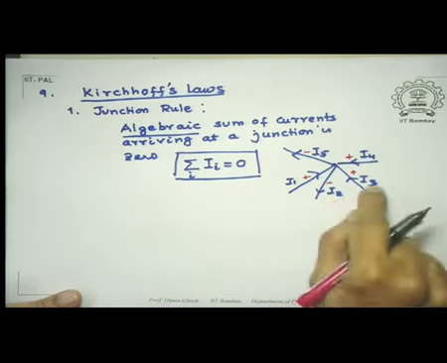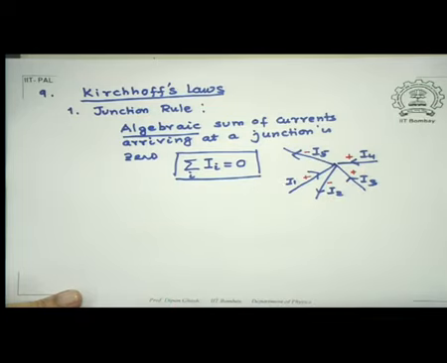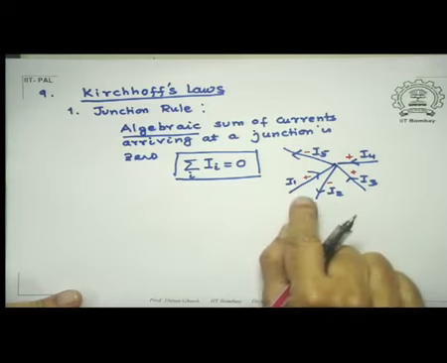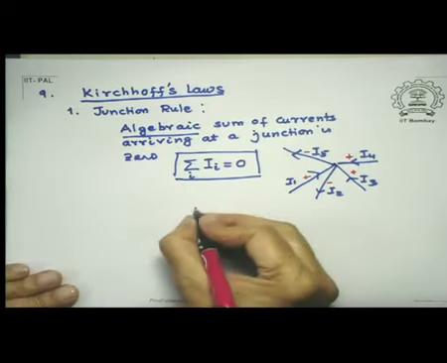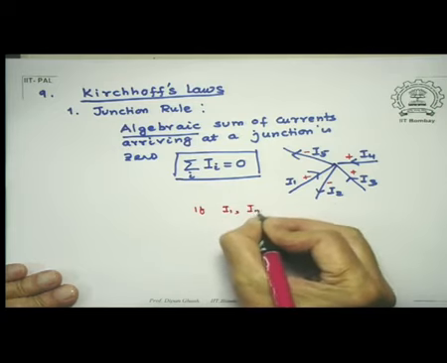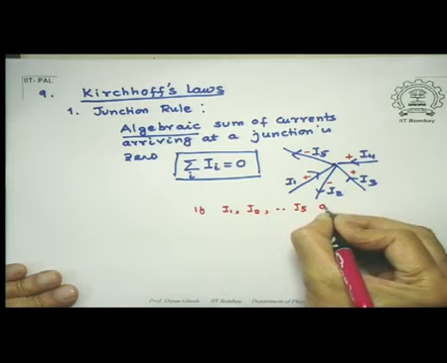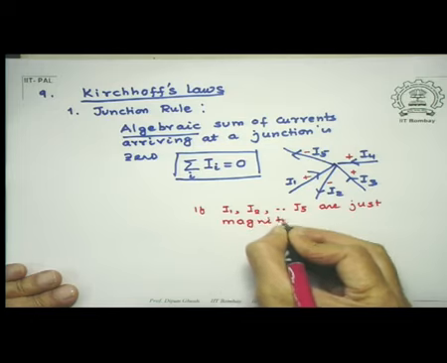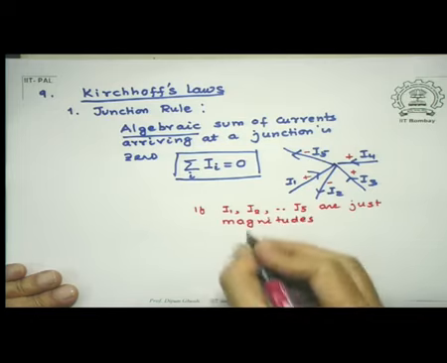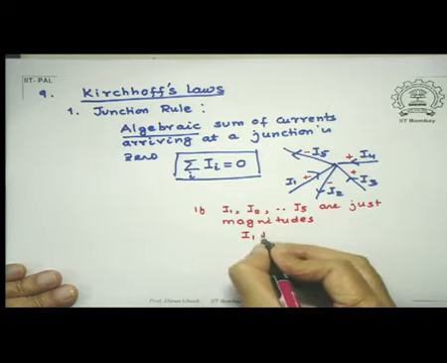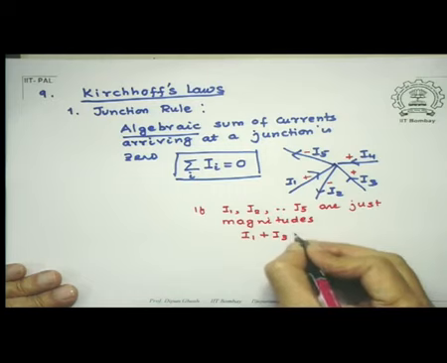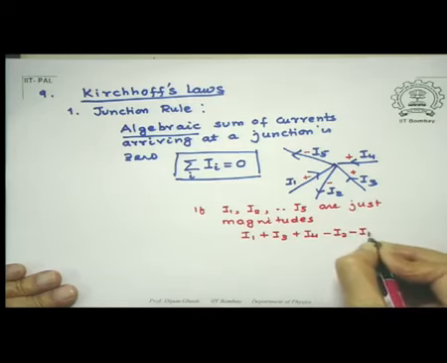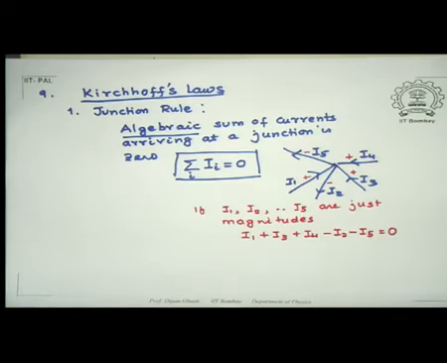If I1, I2, I3, I4 and I5 are just the magnitudes of the current with directions as shown here, then it tells me that I1 plus I3 plus I4, which are coming in, so hence positive, minus I2 minus I5 equal to 0. This is what is meant by algebraic sum being equal to 0.